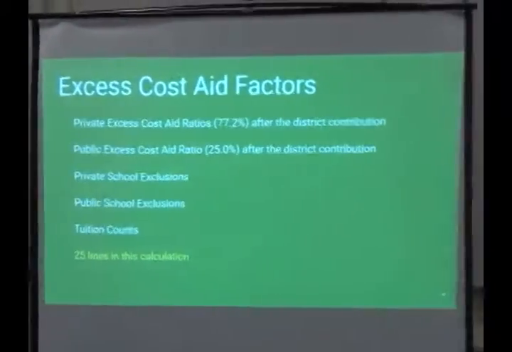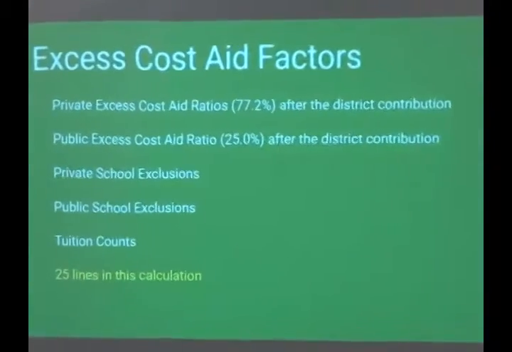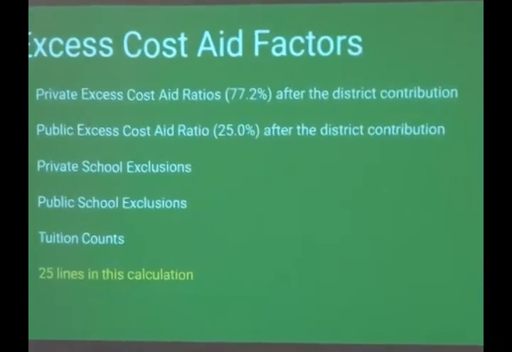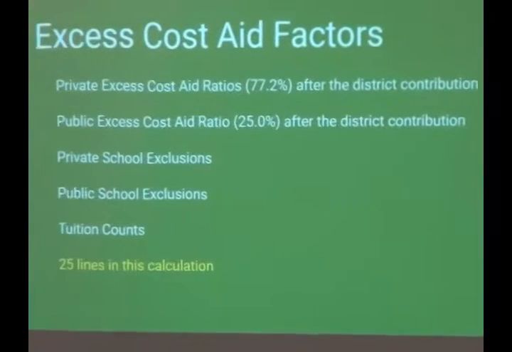So for children in a private excess cost placement, meaning a private school placement that the district places them in, we receive back 77% on the allowable cost. So we have to contribute the first $26,000. If the tuition in the private school would be $45,000, we're required to pay the first $26,000, and then the $20,000 after that is funded at 77% reimbursement to the district.